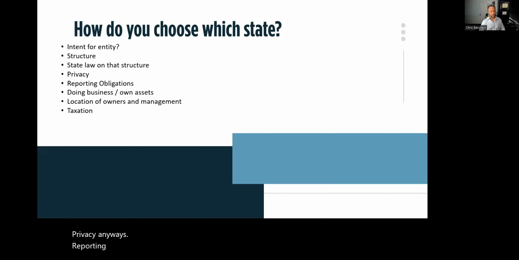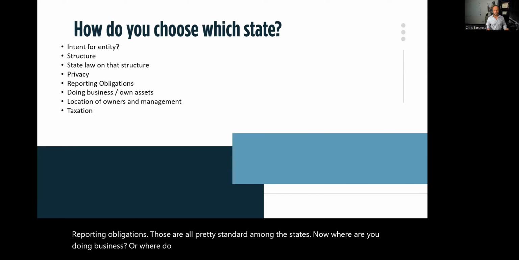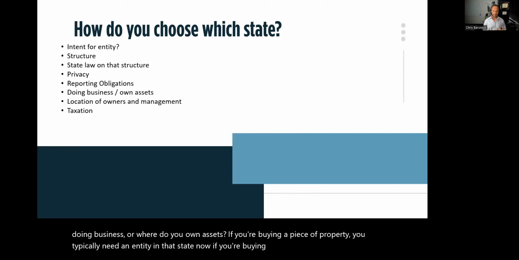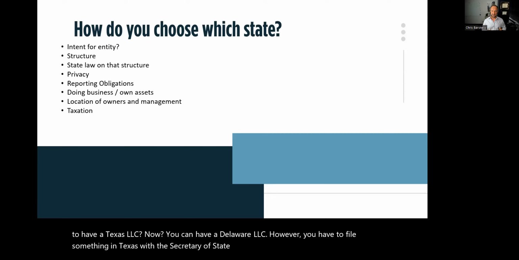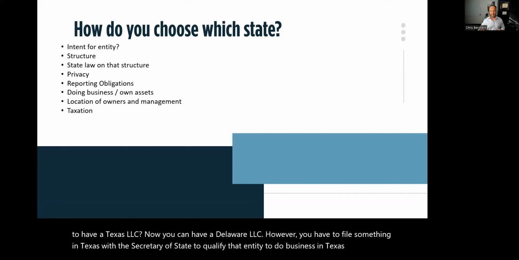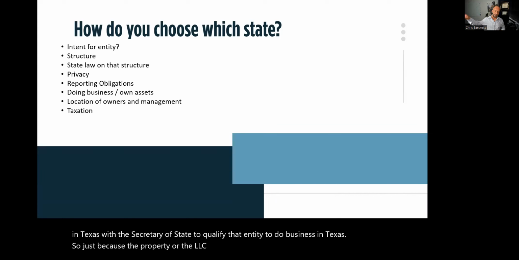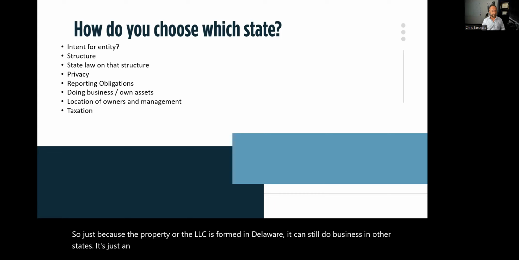Reporting obligations, those are all pretty standard among the states. Now, where are you doing business or where do you own assets? If you're buying a piece of property, you typically need an entity in that state. Now, if you're buying real estate in Texas, do you have to have a Texas LLC? No. You can have a Delaware LLC. However, you have to file something in Texas with the Secretary of State to qualify that entity to do business in Texas. So just because the property or the LLC is formed in Delaware, it can still do business in other states. It's just an extra filing that you have to do.